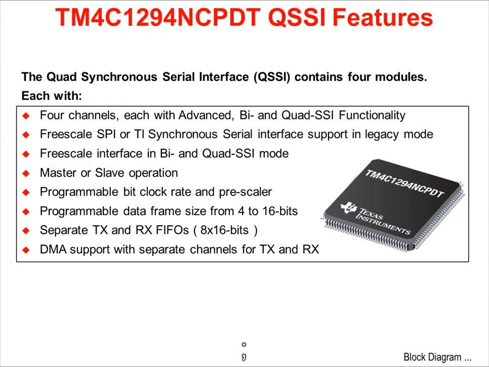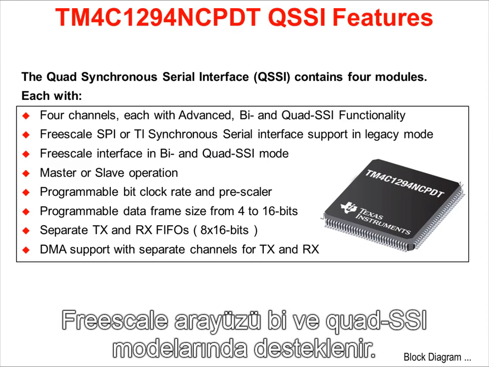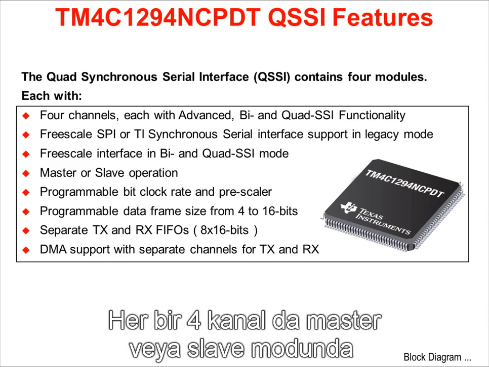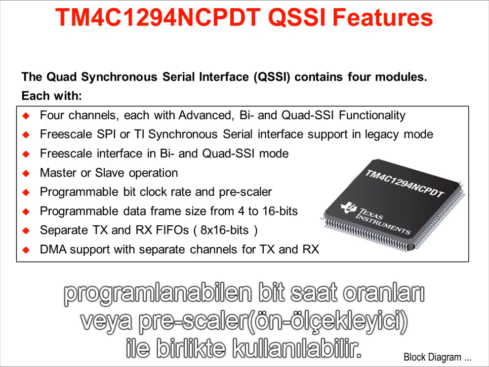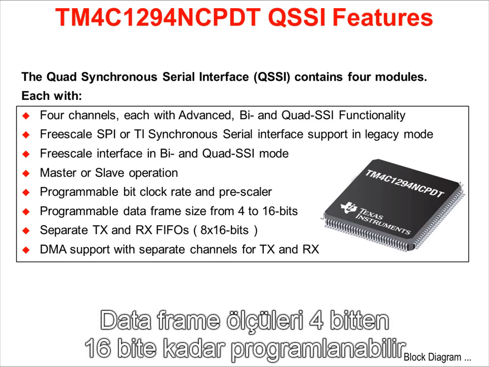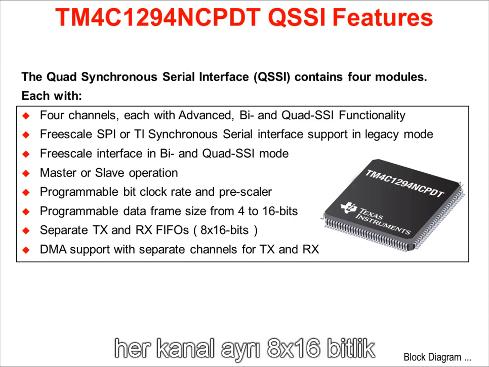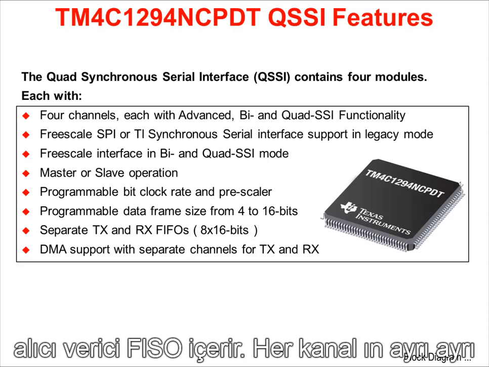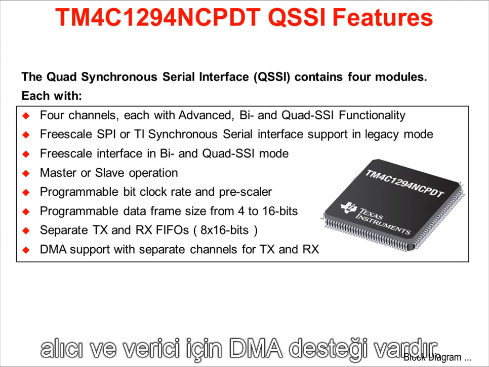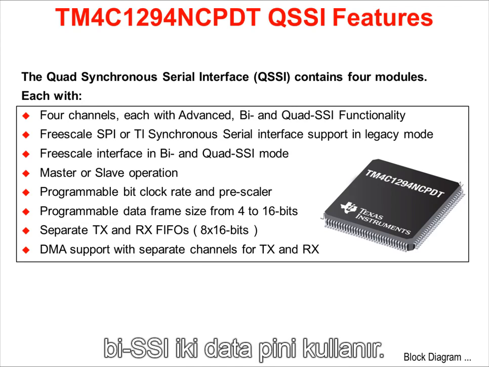Freescale interface is supported in bi and quad SSI modes. All 4 channels can operate in master or slave modes with programmable bit clock rates and prescaler. Data frame sizes are programmable from 4 to 16 bits. Each channel has a separate 8 by 16 bit transmit and receive FIFO. Each channel has DMA support with separate channels for transmit and receive.